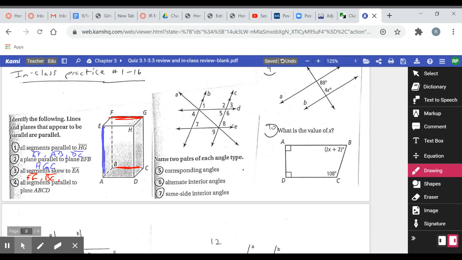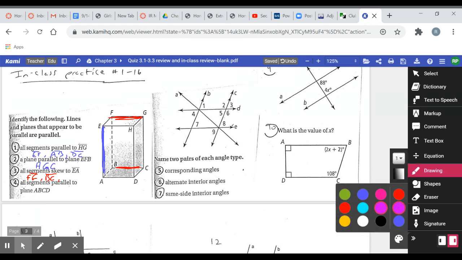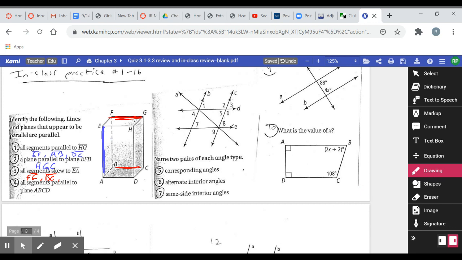Another one would be FB. You can see over here. Actually, that's not a good one to say. That would be parallel to EA, so I don't want to say that one. Scratch that. The other 2 I can see that I would do would be HG, and DC would be another one.